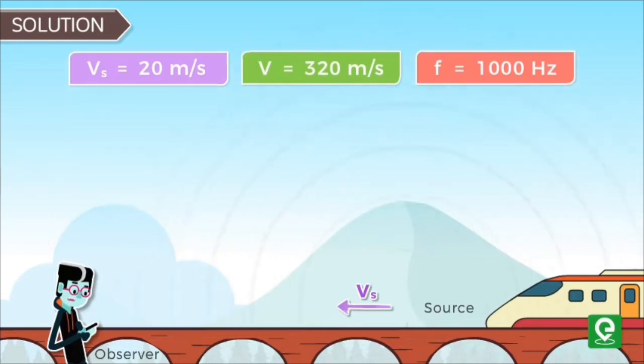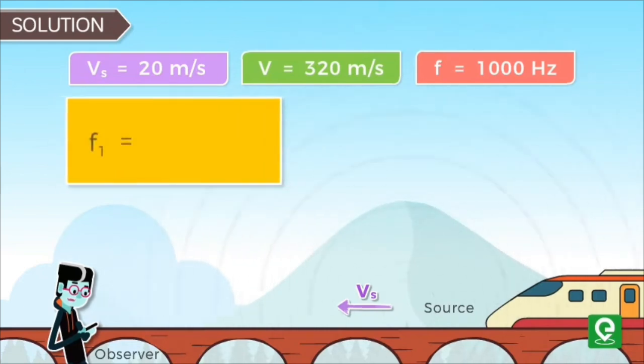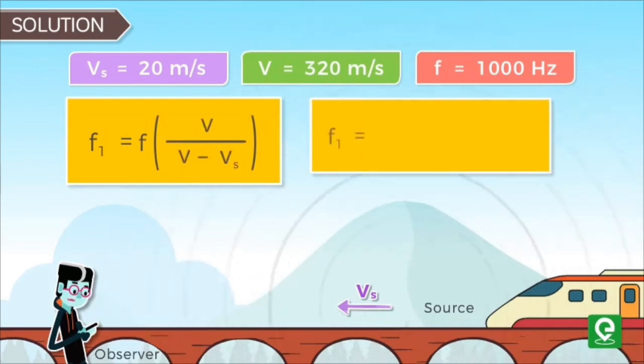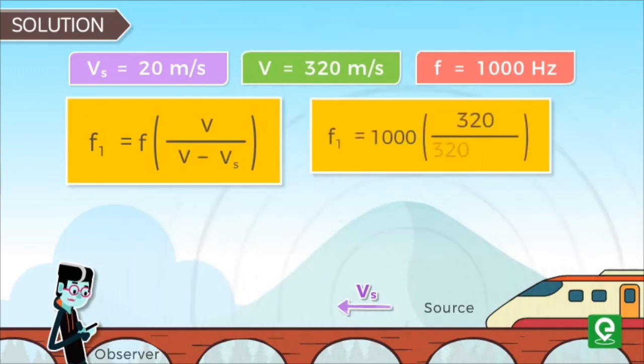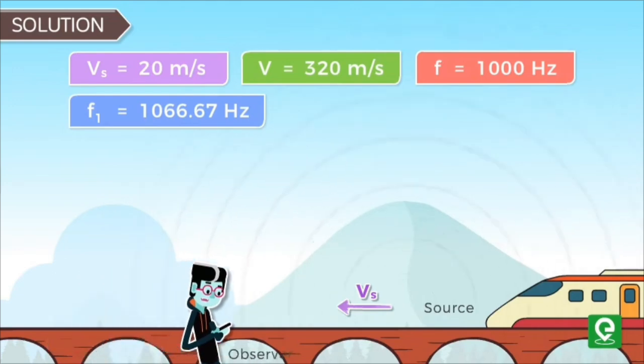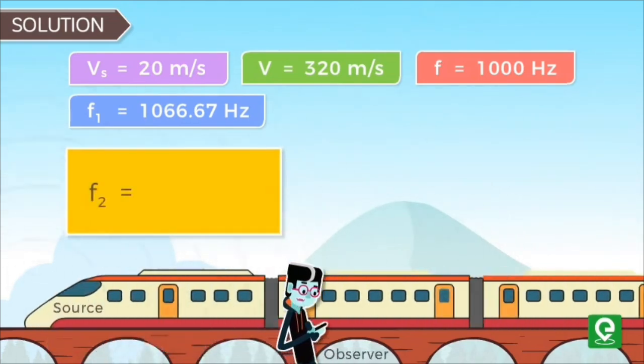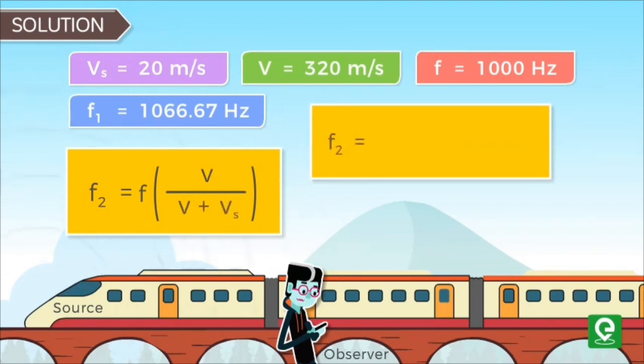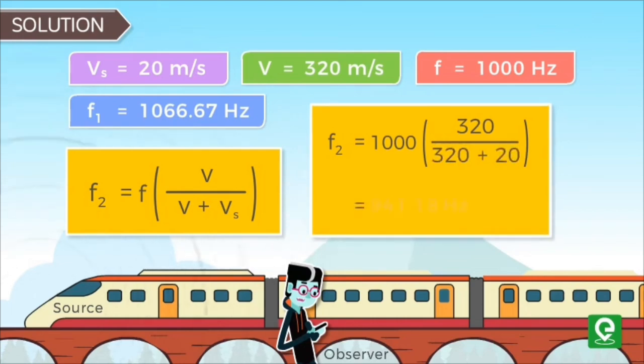So the frequency heard by the observer while the train approaches him can be calculated using the relation f1 = f × v/(v − vs). That is 1000 × 320/(320 − 20), which is equal to 1066.67 Hz. And the frequency heard by the observer while the train recedes, f2, is equal to f × v/(v + vs). That is 1000 × 320/(320 + 20), which is equal to 941.18 Hz.